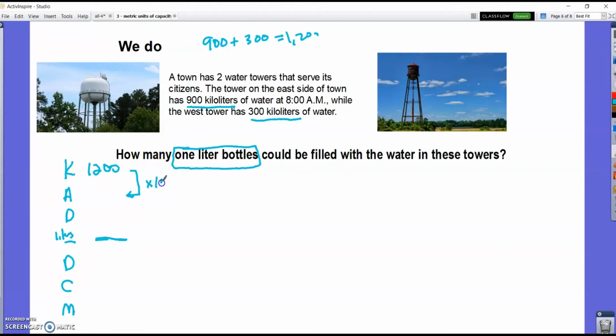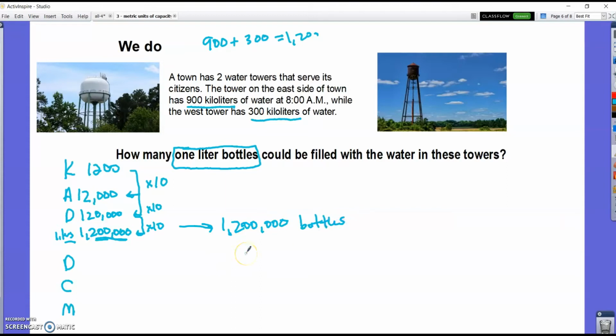Hectoliters, never heard of it, but you know, they exist even though people don't use them. 1,200 times 10 is going to be 12,000. Decaliters, 10 of those in a hectoliter, there would be 120,000. And liters, times 10 one more time would be 1,200,000 liters in there. So that means we could fill 1,200,000 1-liter bottles from the water tower. Lots of water. Like I said, kiloliters are massive. They're just really a lot.